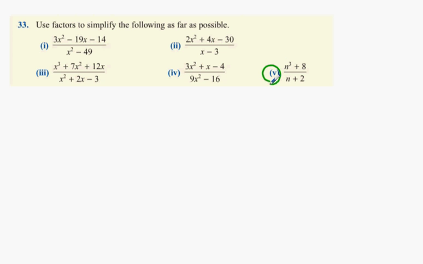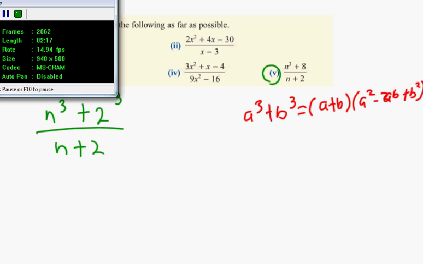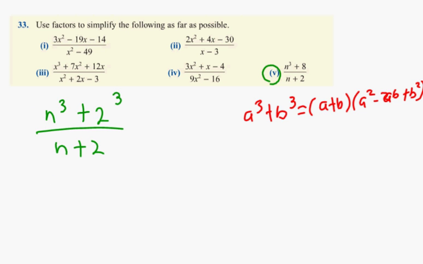Okay, 33 part 5. It's the addition of two cubes. I'm going to change 8 into what? 2 to be cubed. And then I'm going to have an m plus 2 on the bottom. What formula am I going to use? a cubed plus b cubed equals? Okay, we're going to use that there, yeah?